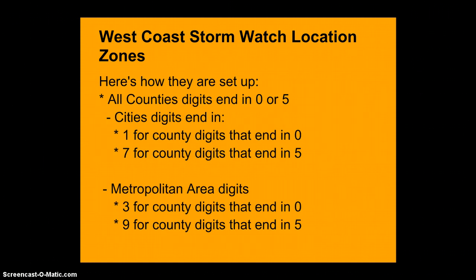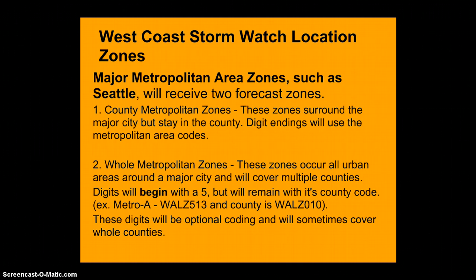All county digits end in 0 or 5. Cities end in 1 if the county digits end in 0, or 7 if the county digit ends in 5. Metropolitan areas are a bit different: 3 if county digits end in 0, and 9 if county digits end in 5. Most counties in the West Coast Storm Watch do not have city or metropolitan area codes. There are some counties with more than that, and there are a few counties that are swallowed by mega metropolitan area zones. And this is how we do it.